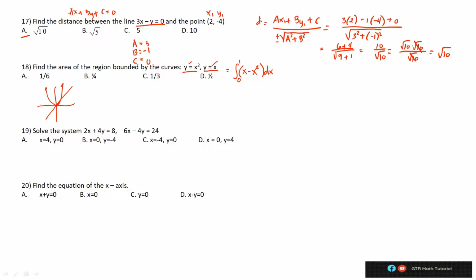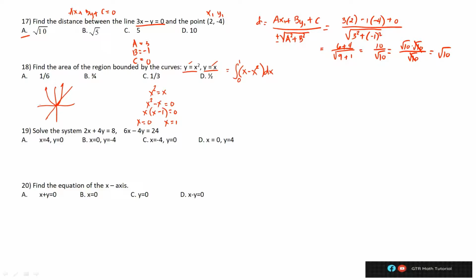So paano nakuha yung 0 at 1? Eh di equate natin, di ba? y equals x squared and y equals x. So dahil they are both equal to y, x squared equals x. Then solve for x, so subtract x to both sides, so we have x squared minus x equals 0. Then factor out x, so we have x times x minus 1 equals 0. So therefore, the possible values of x are, equate each to 0, x equals 0, or x minus 1 equals 0, or simply x equals 1. So that's why ang limits natin ay 0 to 1.